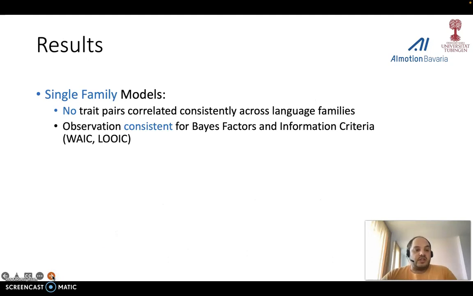For the results for the single-family models, we found no trait pairs to be correlated consistently across language families, and this observation was consistent for all used evaluation metrics, which were Bayes factors and two information criteria, WAIC and LOOIC.